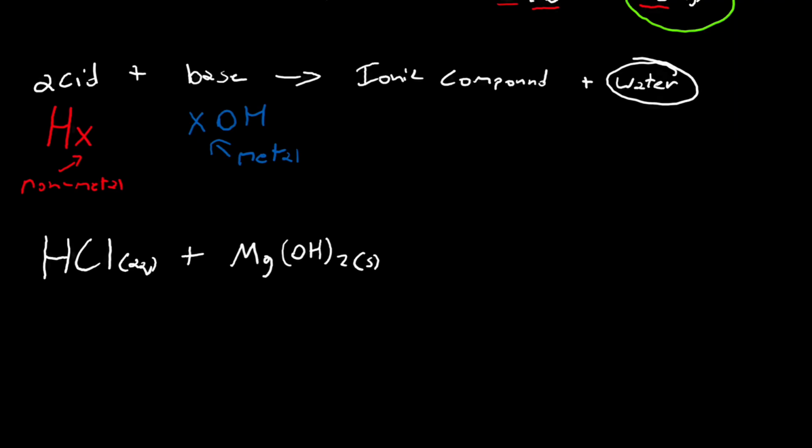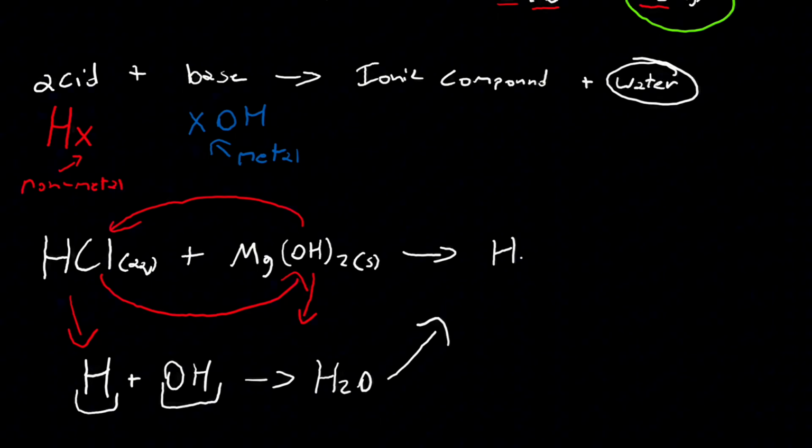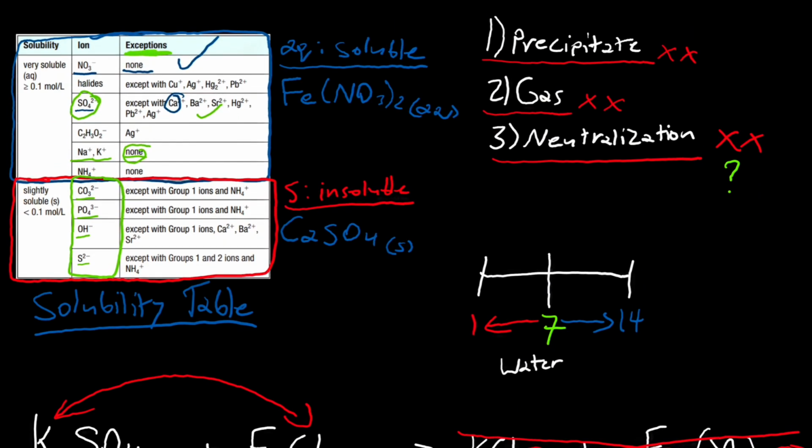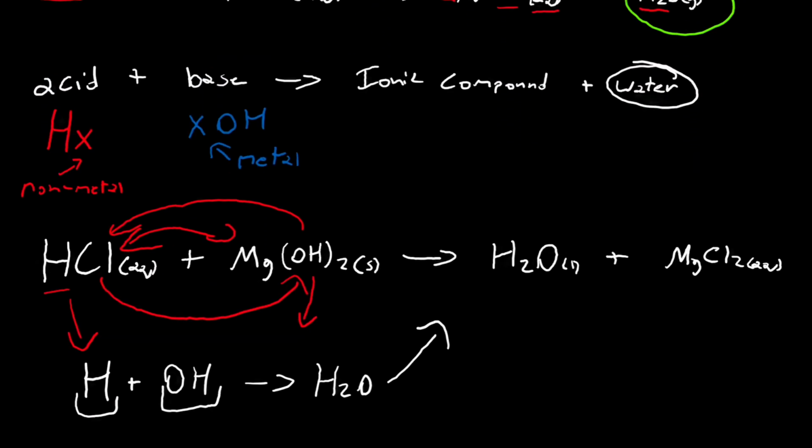Now, just like any double displacement reaction, to find the products, we swap the nonmetals, and we would first get the H from the HCl and the OH from the Mg(OH)2, and hydrogen plus hydroxide, what do you know, makes water. And water is a liquid. As for the magnesium and chlorine, these group up to make magnesium chloride. Let's check on the solubility table. The halides or halogens, which includes chlorine, are very soluble, and magnesium is not one of the exceptions, meaning that magnesium chloride is aqueous.